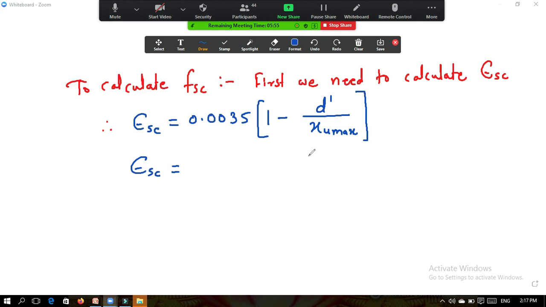XU max by D is the maximum depth of neutral axis. Now for Fe415, XU max by D ratio is what? It is 0.48. It is given on page number 70, IS 456 2000.